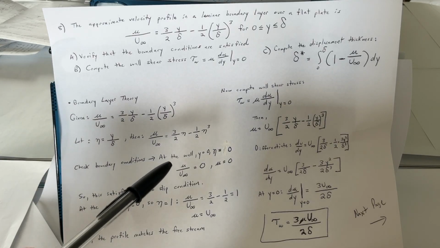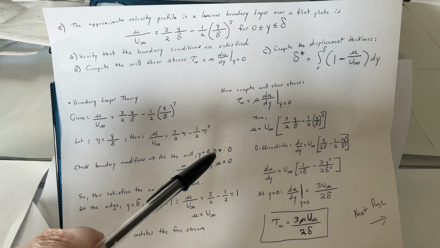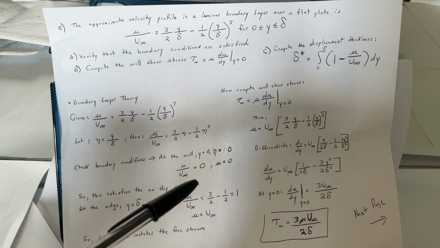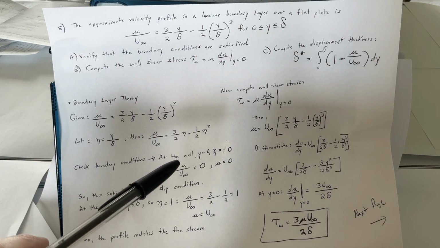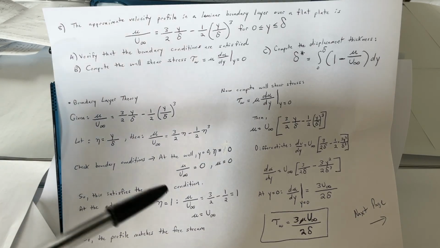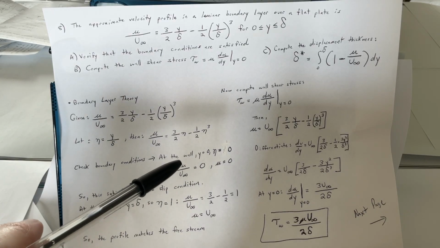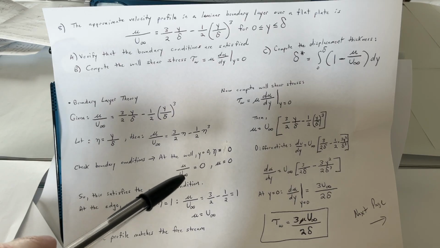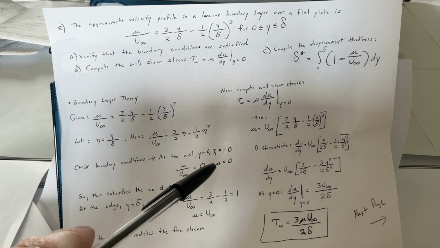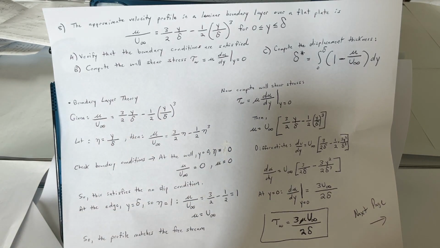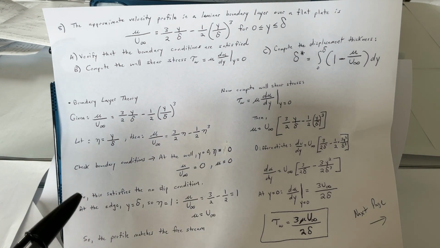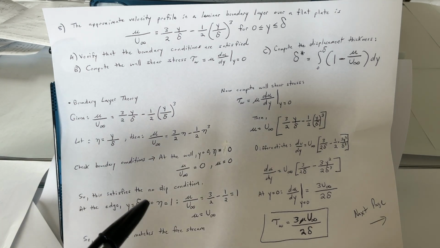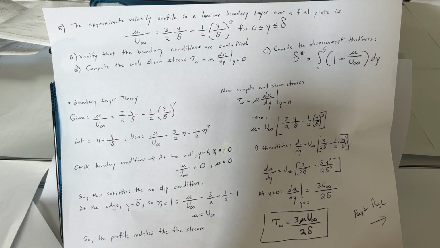Check the boundary conditions. At the wall, we have y equals 0 and nu equals 0. Substituting in, this is mu over capital U sub infinity equals 0, and mu equals 0 in terms of Greek letters. So this satisfies the no slip condition.